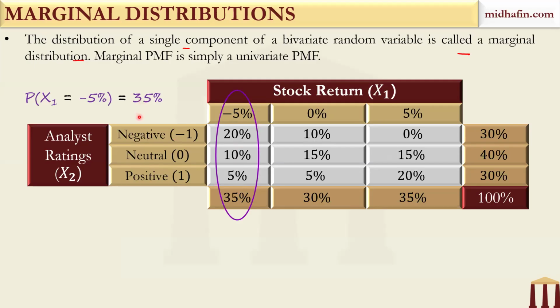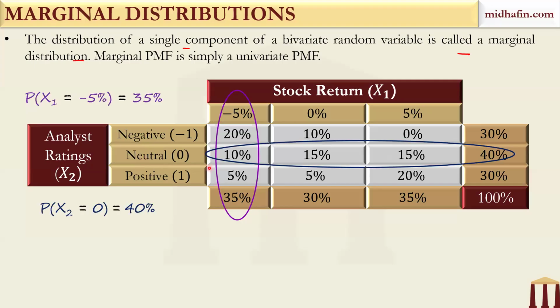Similarly, can you tell me the probability that analyst rating will be neutral? That's it. 40%. Correct, absolutely. So we just sum across the second row. Analyst rating being neutral is, you can see, 10 plus 15 plus 15, which is 40%. The oval can be represented better. It should be from 20 from here. Anyways, no problem.